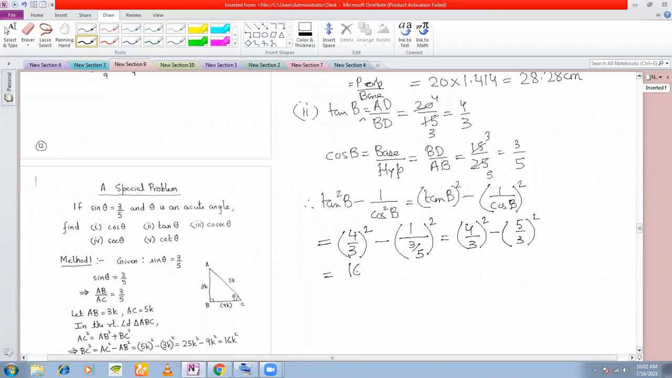So this is 16 by 9 minus 25 by 9, which is equal to, take the LCM, 16 minus 25 by 9, which is equal to minus 9 by 9, which is equal to minus 1, right? And that is what you had to prove. So you started from the left hand side. LHS is equal to minus 1 is equal to RHS. This is proved. Any question on this problem? No, sir.